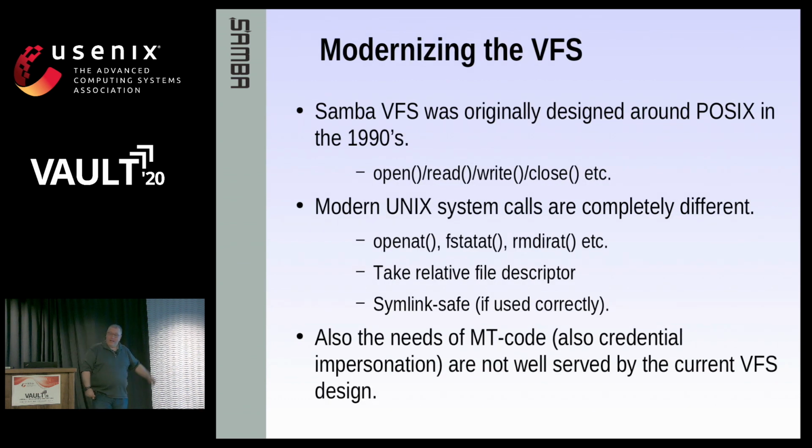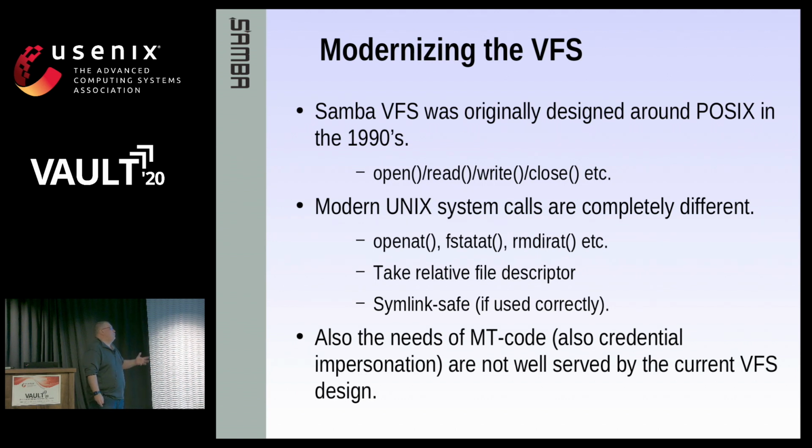Okay, fair enough. The VFS in Samba was originally developed in the 1990s, and it modeled the POSIX API of the time. So it's open, read, write, close, etc. A bunch of other things have been added to provide NTFS semantics. Modern Unix, or at least Linux, system calls are completely different. We have openat, all of the at calls. It's now symlink safe if used correctly. Everything takes relative file descriptors. We need to modernize our VFS to match the underlying modern Linux API.